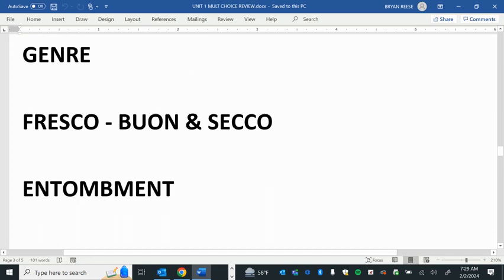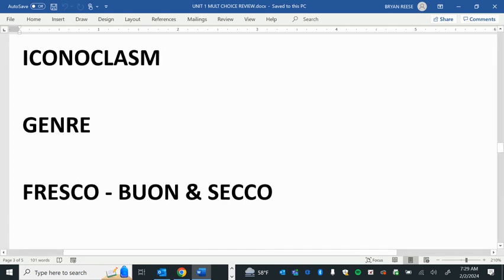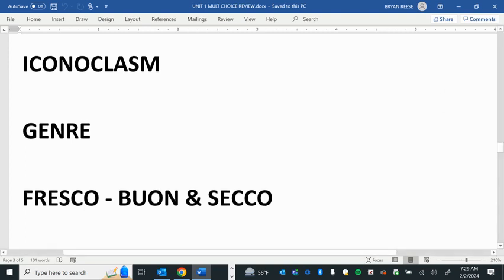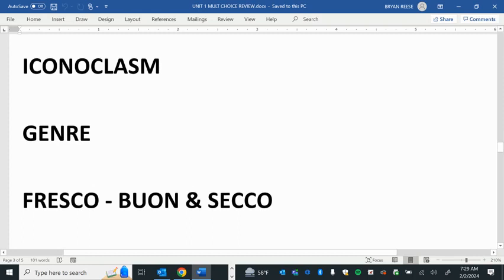Genre is on the test. If I told you we were going to go to the museum to look at a bunch of genre paintings, what would you expect to see? Common people doing what? Common things. If I told you that we were going to the museum to look at an iconoclasm exhibit, what would you expect to see? Nothing. Right.